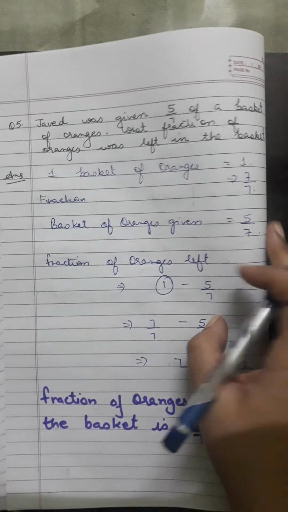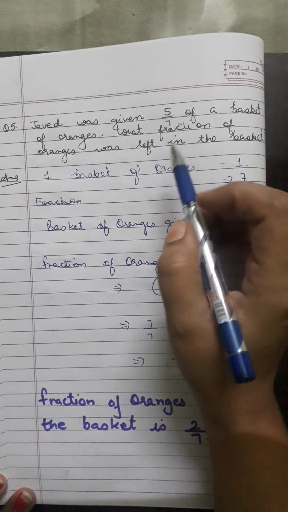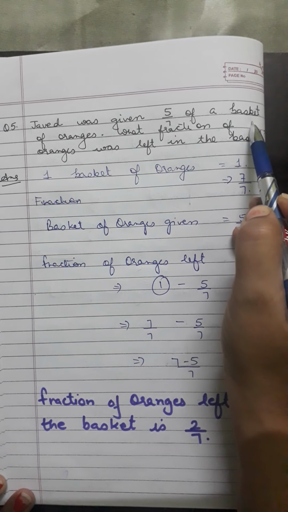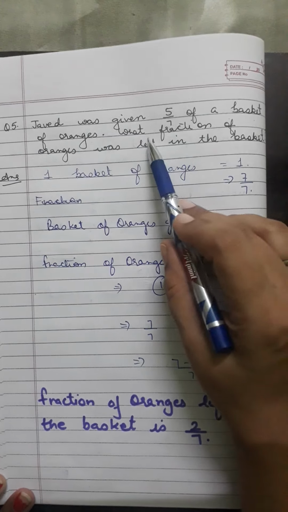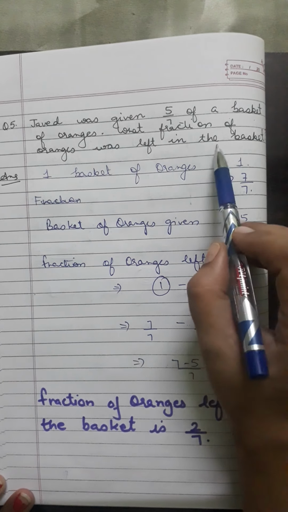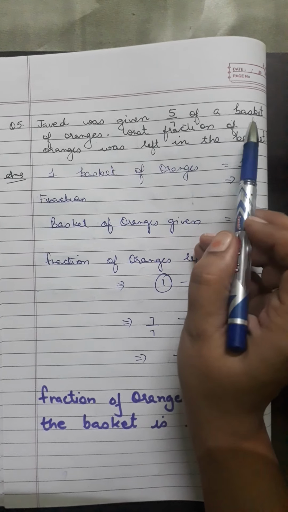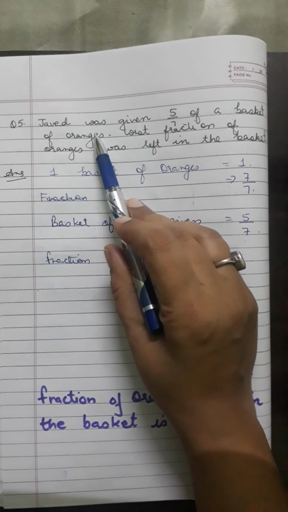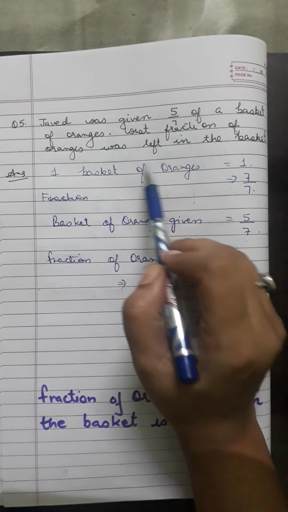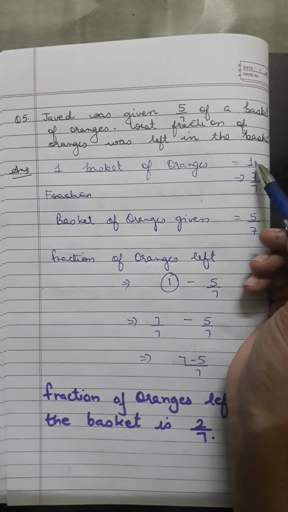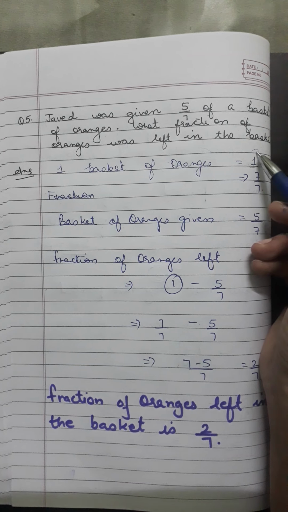Now the last question of the exercise, it is question number 5. Javed was given 5/7 of the basket of oranges. What fraction of oranges was left in the basket? He was given 5/7 of a basket. Fine. So one full basket of oranges was there first. One full basket means 1, and how can we write this one?